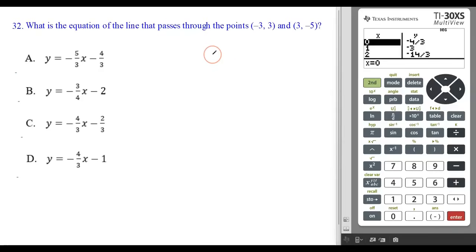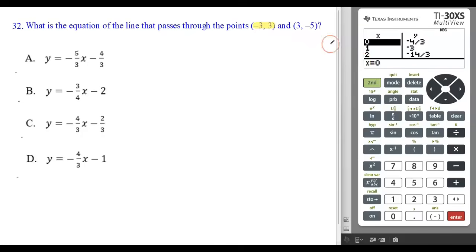And let me show you what we're looking for here. I'm going to highlight this first point. We're looking for -3, 3 on the table. So this would be my first column, my x value, and this number here would be my second column, or the y value. So if I see a -3 in the first column and a 3 in the second column, I'm good to go. If not, I can eliminate A.